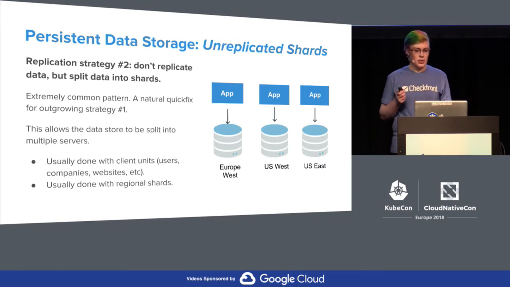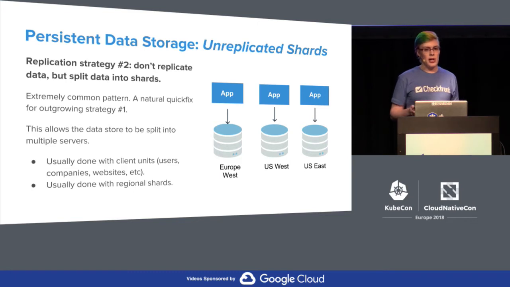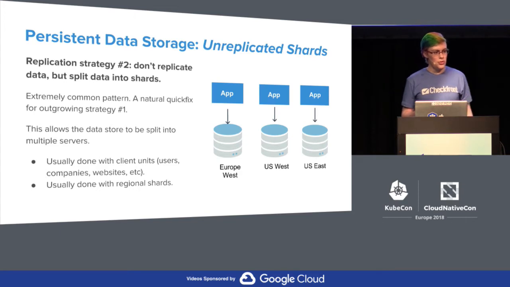Next pattern is unreplicated shards. This is a pretty common strategy, both for kind of manual load balancing and when you naturally outgrow the ability to have everything in one database. It's when you pick some kind of unit, typically an account, and you specifically put it on a certain system. Usually it's like US West 1, US East 1, things like that. So it lets you scale up your system as a whole, but the individual components aren't actually scaling. You still have a database where if it goes down or gets overloaded, it's just not working.